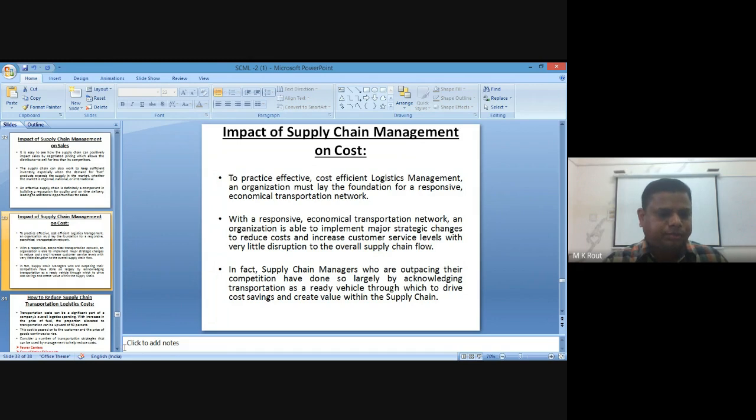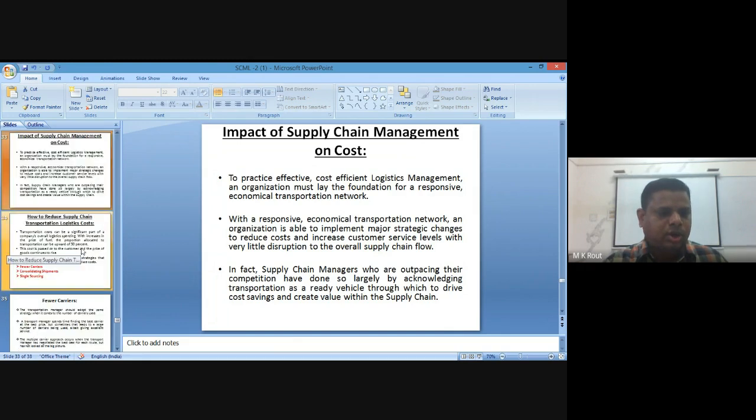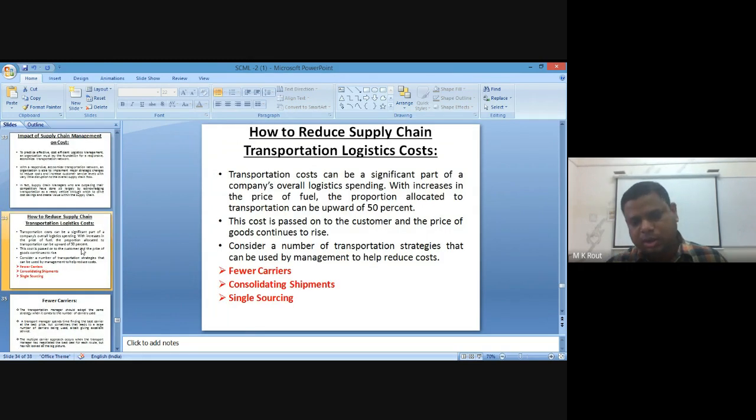Moving to the next one. So these are the cost savings: how the cost should be reduced in case of supply chain, transportation and logistics costs, or you can say how to reduce supply chain, transportation and logistics costs. The first thing is, do not read the sentences, just focus on the basic major points. In case of fewer carriers, that is the first one. The next one is consolidating shipping, and the last one is single sourcing.